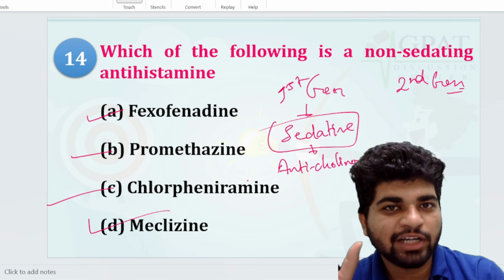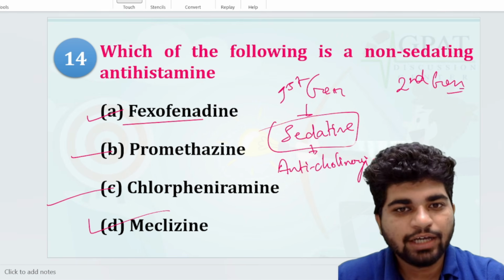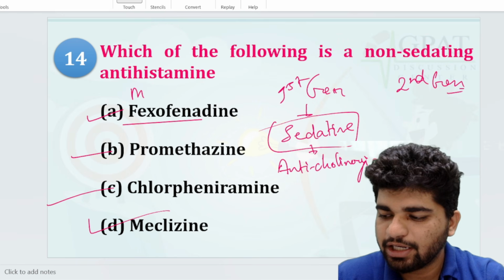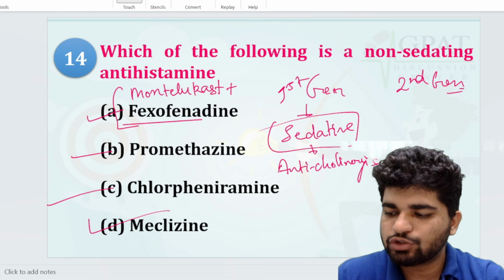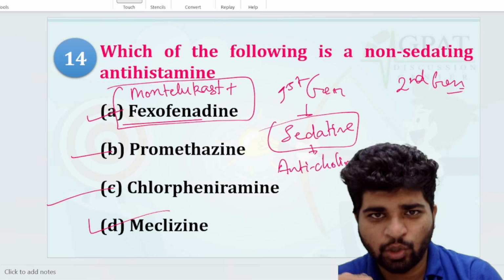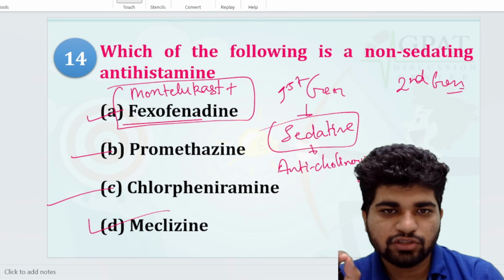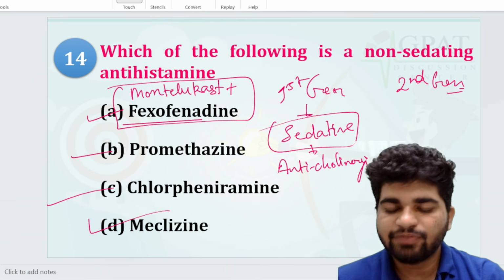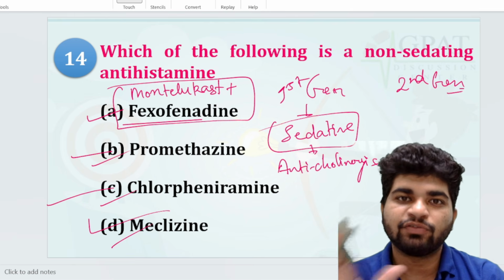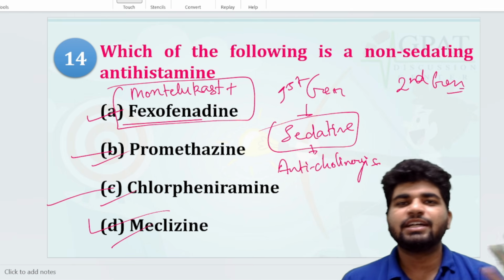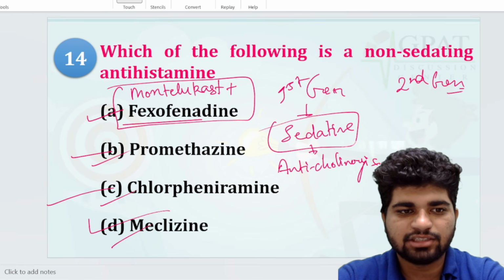You would have seen that combination in the market, montelukast plus fexofenadine. This combination is very much marketed right now for allergic conditions, right? That is why montelukast and fexofenadine is not a sedative. Whereas promethazine, chlorpheniramine, as well as meclizine are sedative in nature. Once you take these drugs, you will feel dizziness, right? So that's why fexofenadine is a non-sedative antihistaminic drug.